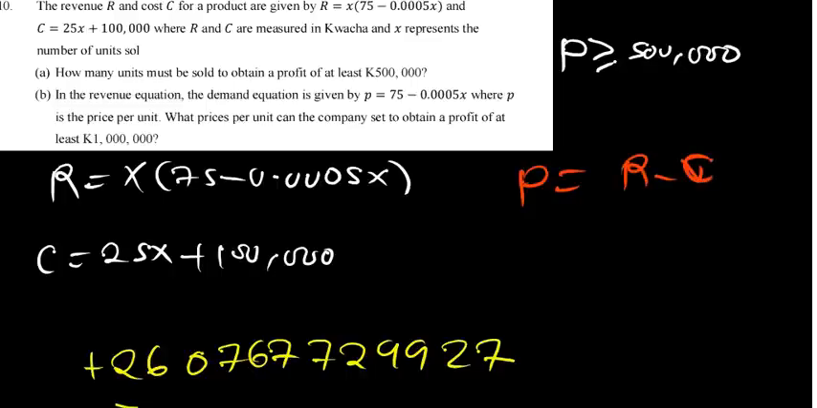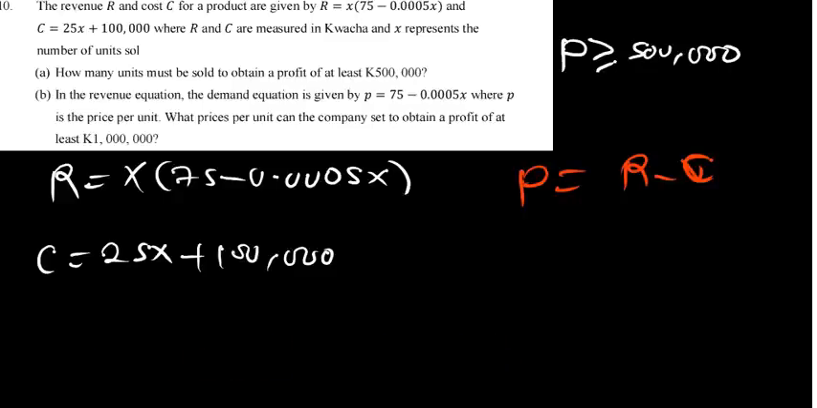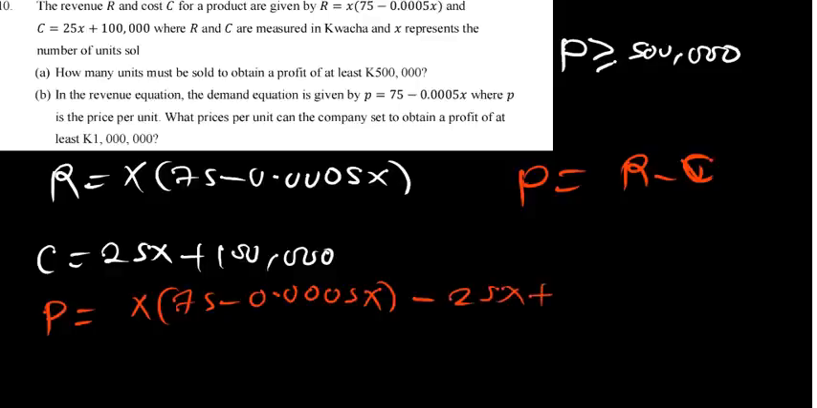So now, I believe you have copied this number. For those who want to contact me, I can now get rid of it. Now if I say the revenue minus the cost, I'm going to say P, which is the profit. So the profit is going to be my revenue X, open 75 minus 0.0005x, then minus 25x plus 100,000. Now this minus is going to affect everything here, so let's be careful: I have to put the cost in brackets, because everything here is the cost.